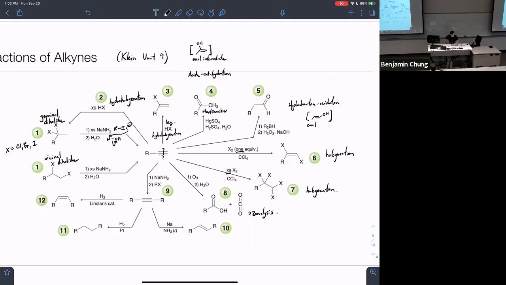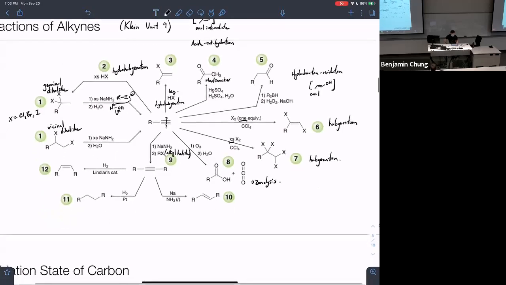Rx is basically just like any sort of alkyl halide. Alkyl halides are what we saw near the beginning, the first two slides that I discussed earlier. So this is a way to generate internal alkynes from terminal alkynes.